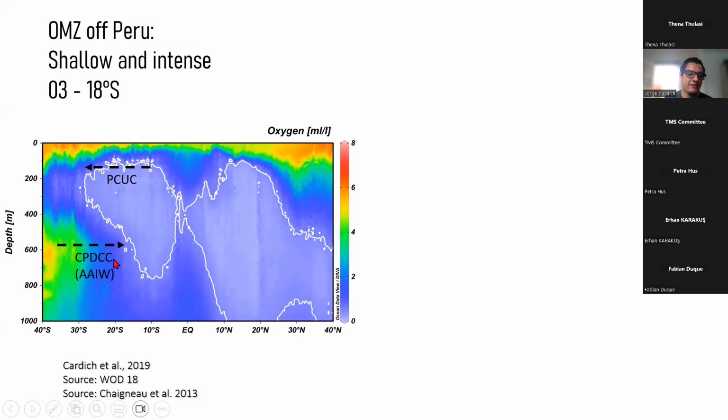Another variability that is not very well studied yet is the one related to this deep current, the Chile-Peru Deep Countercurrent, that feeds the area with waters from the Antarctic Intermediate Waters. So those are very oxygenated waters, but with a low pH. So they are corrosive waters, and in some sense they limit the lower part of the OMZ.